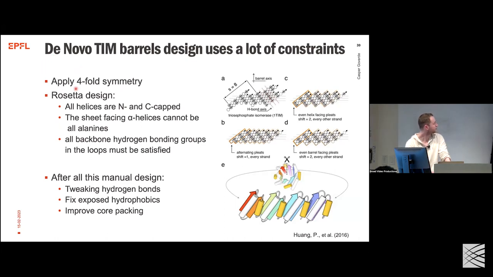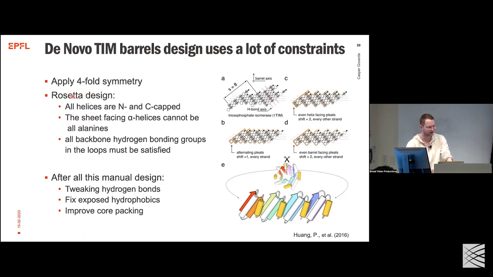So what you do is you divide your TIM barrel into 4 pieces, and you only design for a quarter, and you apply symmetry rules. So this really crunches down your sequence space, the design space. So it makes the design process easier. Then they use a software program called Rosetta, and they have to add all kinds of constraints.